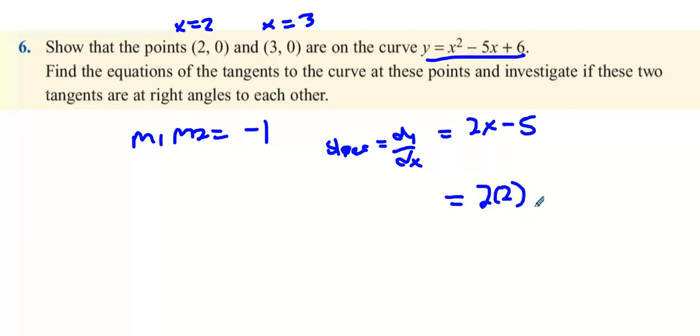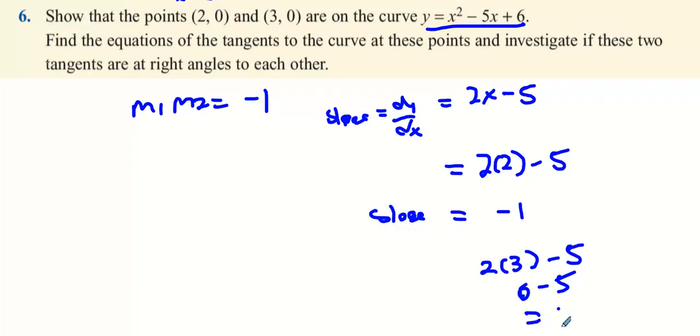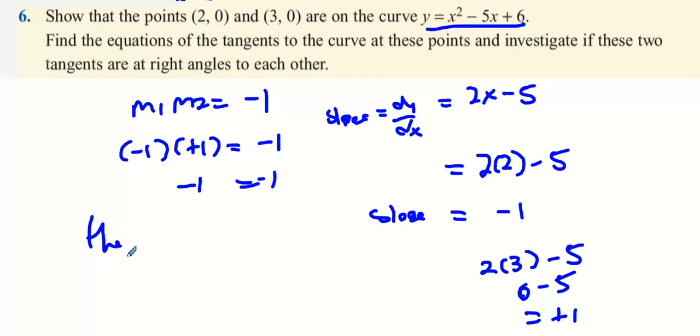So let's try this out. 2 times 2, take away 5, is a slope of minus 1. And then 2 times 3 take away 5 is a slope of plus 1. So the first slope is minus 1, the second slope is plus 1, multiply them by each other, and you prove that they are perpendicular because both slopes multiply to give you minus 1. Or they intersect each other at right angles.